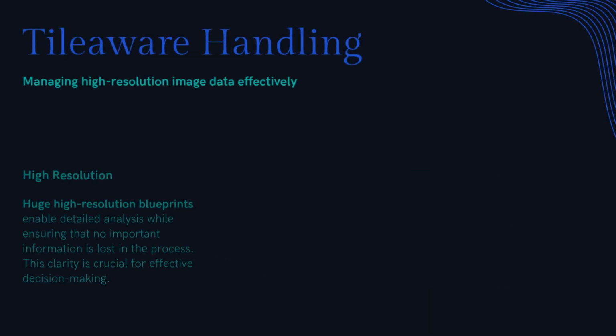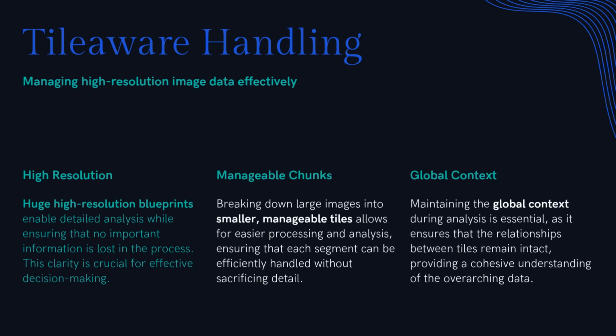You mentioned something called tile-aware image handling before. What is that? How does it help with big documents? Right. So imagine a huge high-resolution blueprint or a long multi-page PDF. If you just shrink it down to feed into a model, you lose detail. You lose the spatial context. Tile-aware handling means the model processes the document in smaller, manageable chunks or tiles. But, and this is the important part, it still understands where each tile fits in the bigger picture. It keeps the global context. So it can see the details and the overall structure.